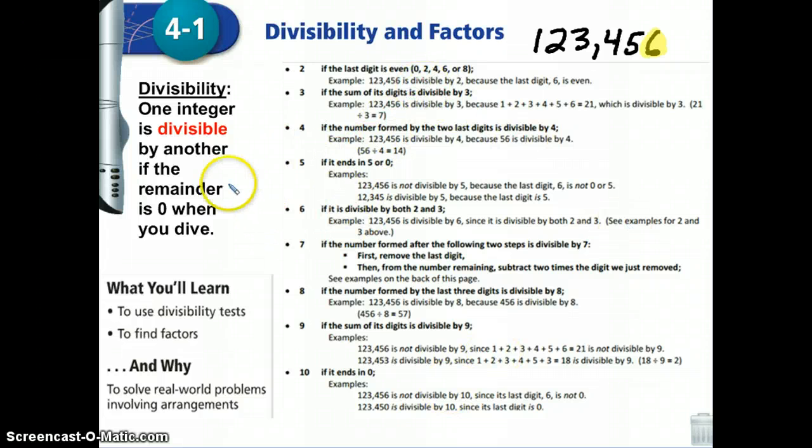Tricky one is always number 7, okay? If the number formed after the following 2 steps is divisible by 7: first remove the last digit, then from the first remaining, subtract 2 times the digit we just removed. When I read that, I go like this. Huh? Basically, there is no real rule for divisibility of 7. Okay? So do not worry about that. That is something that you will just have to actually work out.